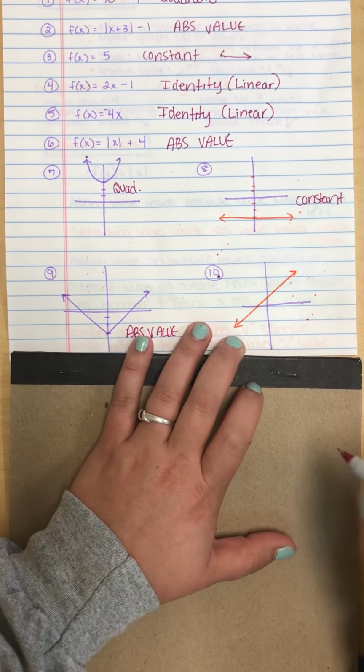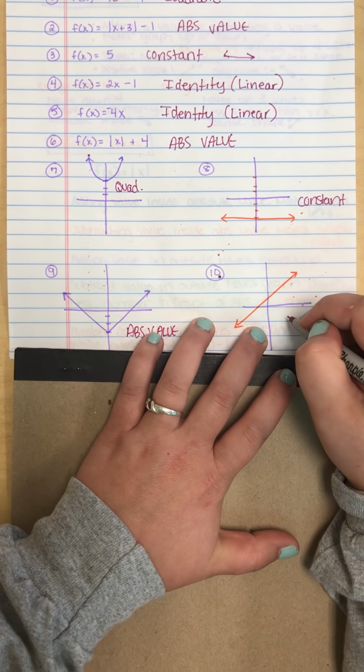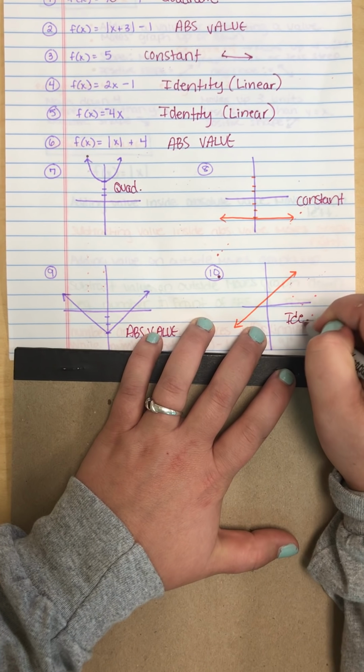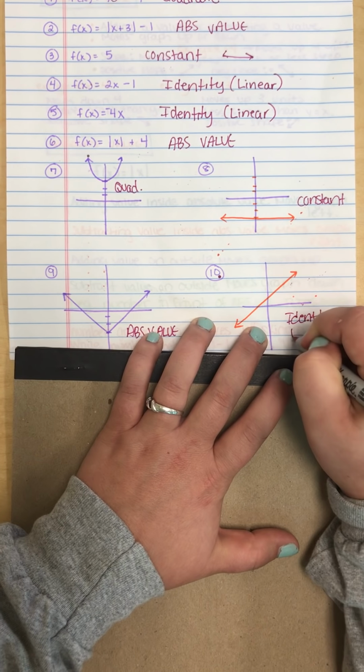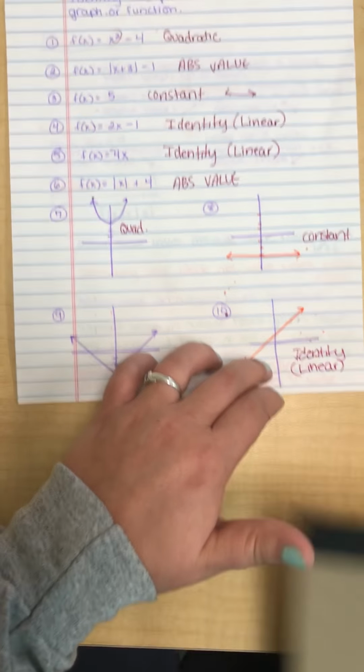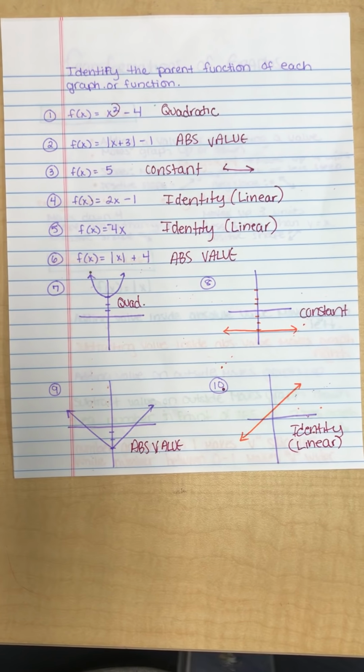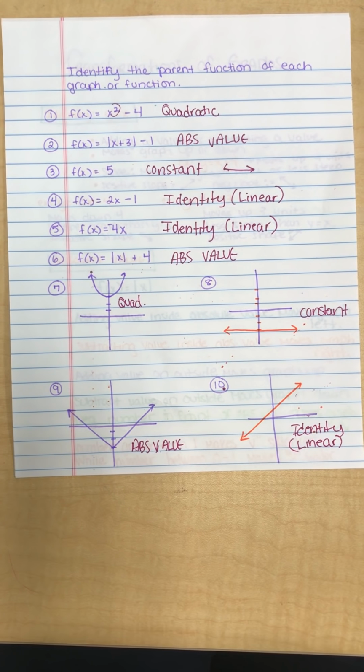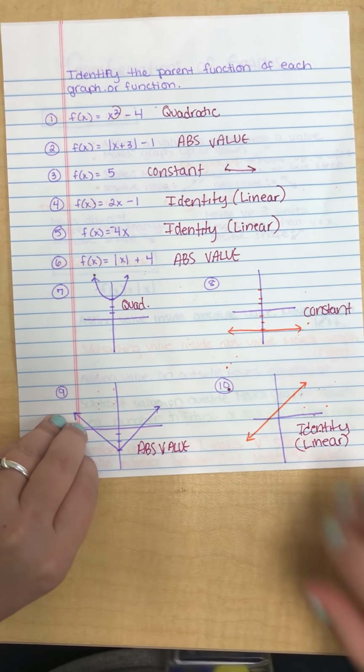And then this one is a diagonal line, so it's not constant, but it is an identity, or it's linear. Okay, so at this point you might want to take some time to pause the video and actually get all those graphs written down, because there's some nice examples for you to look back at.